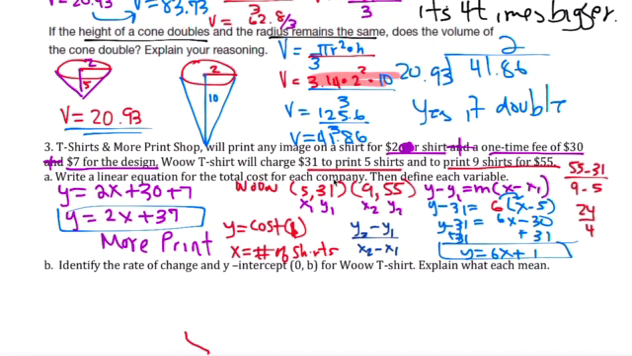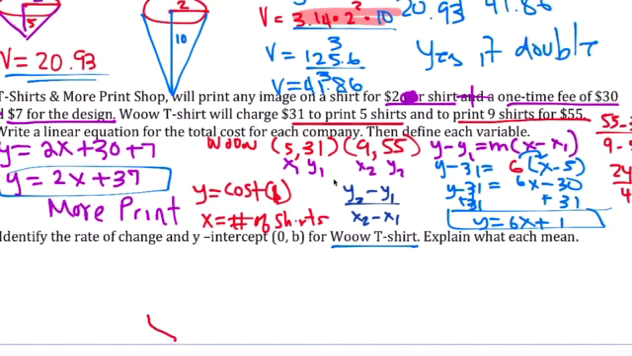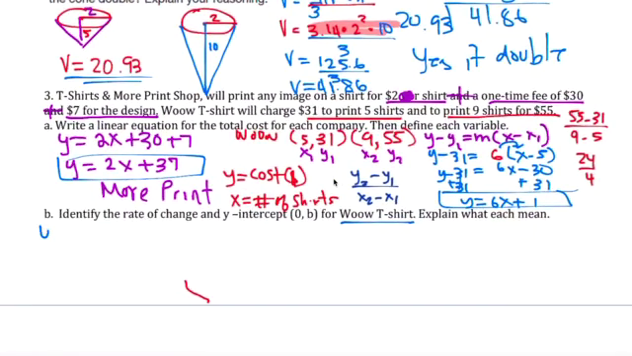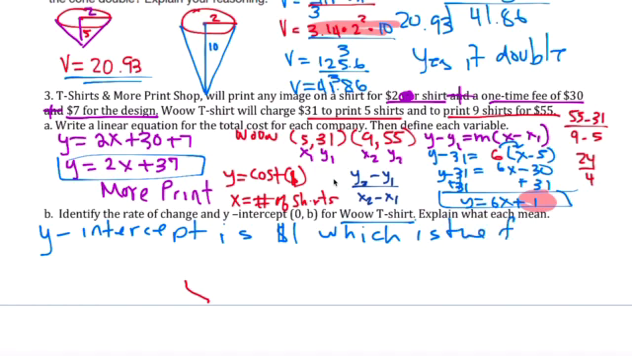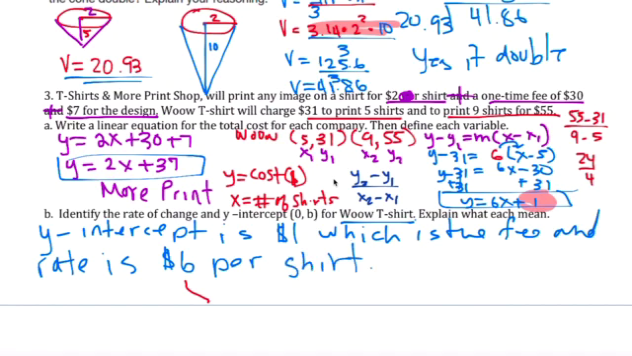Find the rate of change and the y-intercept for Woo shirt. Explain what it means. Okay. The y-intercept for Woo shirt is this one right here. Y-intercept is $1, which is the fee, and the rate of change is $6 per shirt. $6 for each shirt, right? That's it.